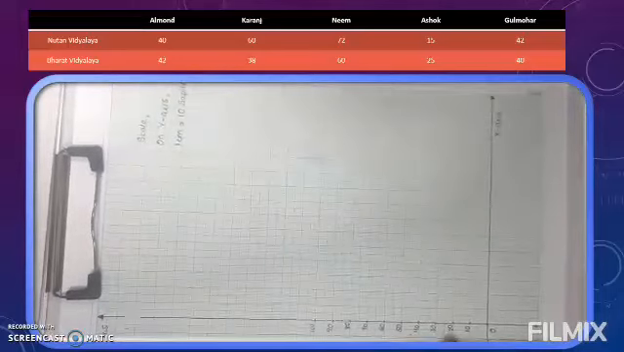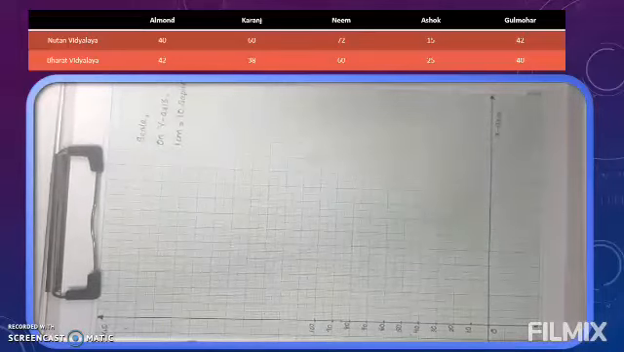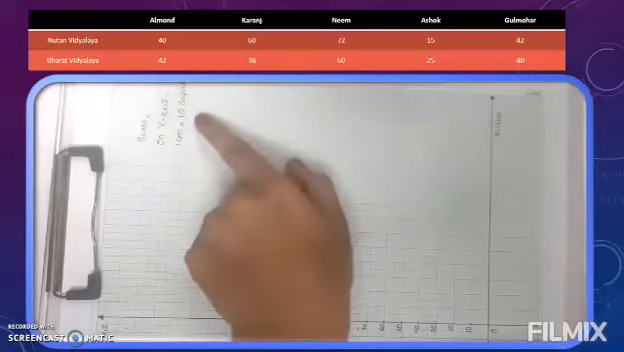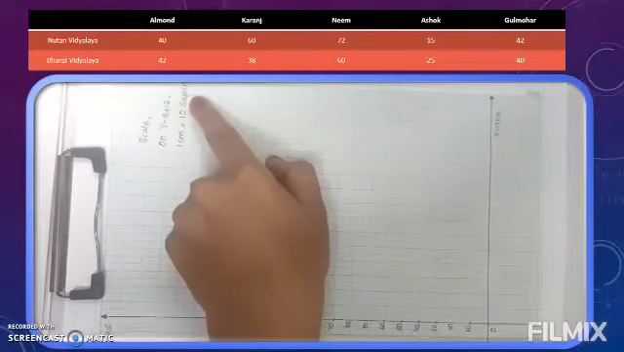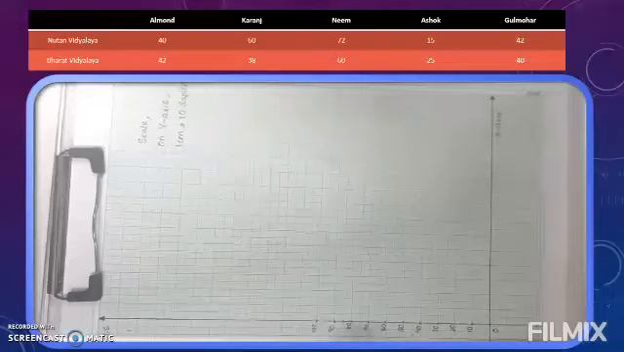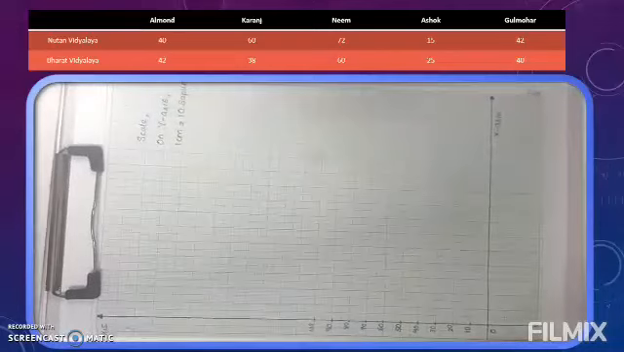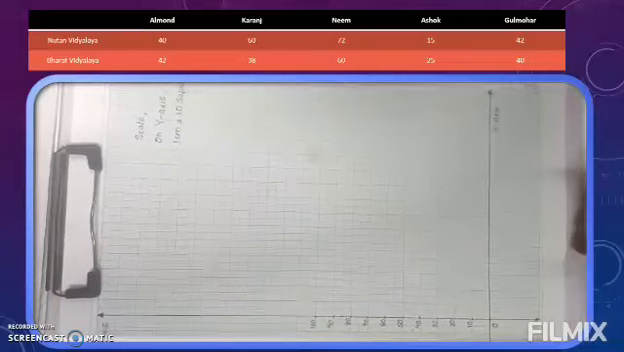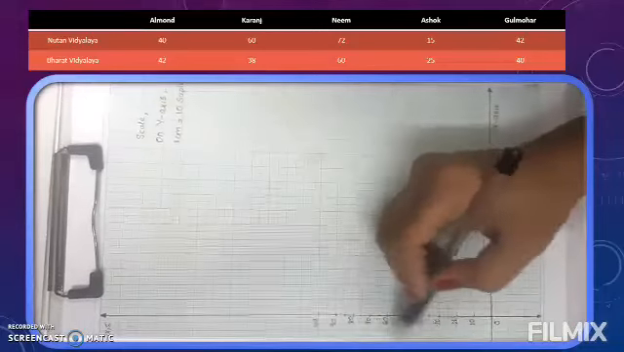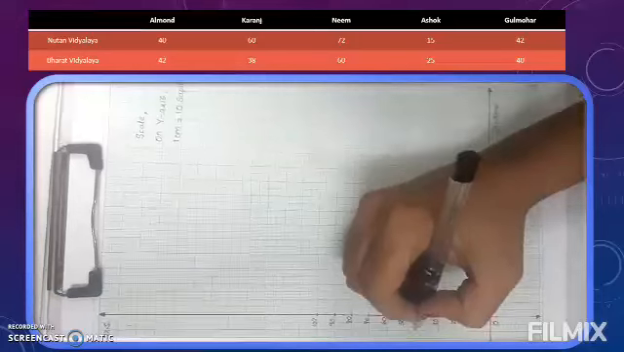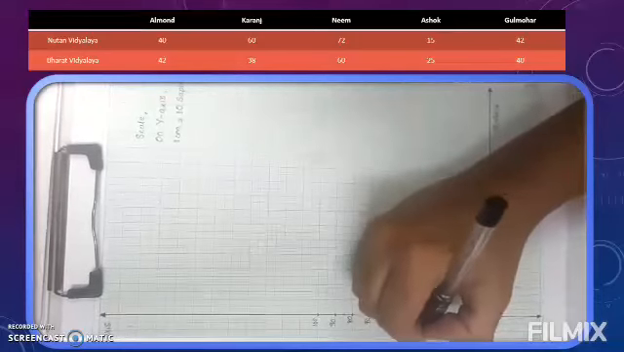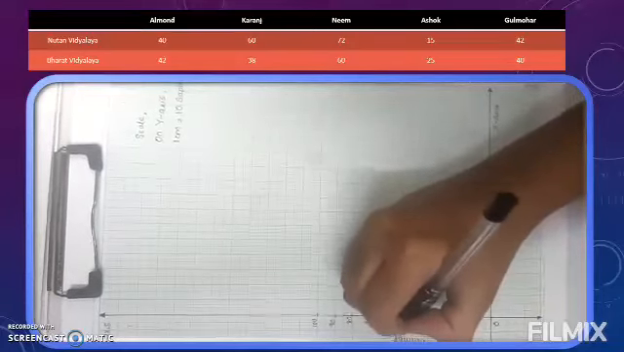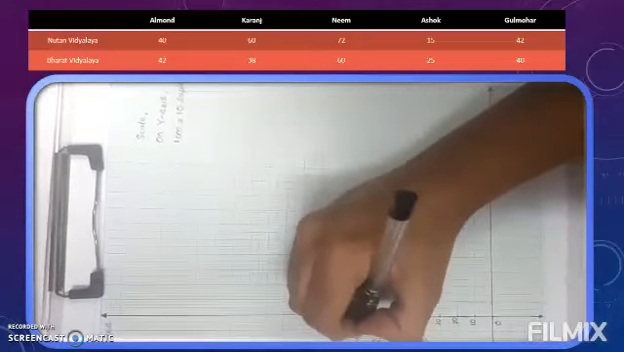Now these numbers 10, 20, 30, 40, whatever we have shown on the y-axis, what are those numbers mentioning? Saplings. So here you have to write each and everything that we are doing. These numbers are nothing but our saplings, so here you have to mention that these are the number of saplings. So we will mention here: number of saplings.